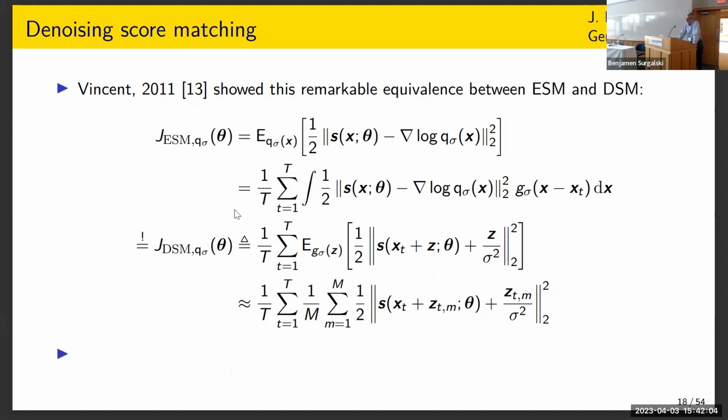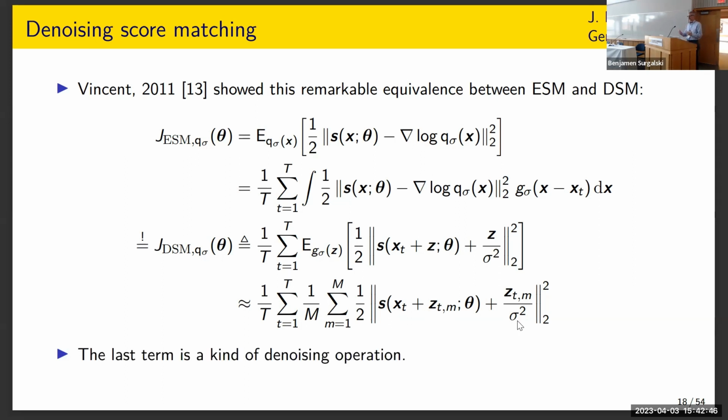Vincent showed that explicit score matching is equivalent to this other approach called denoising score matching. I've just repeated the explicit score matching formula at the top, which I told you we didn't want to use. And he showed, remarkably, that it's equivalent to the following cost function that we can use for fitting the parameters of a score-based model. Let me try to put this in words. You take your training data and add some Gaussian noise to it. And then you take your score function plus the amount of noise that you added, suitably normalized by the variance of the noise that you added, and you try to minimize that sum.